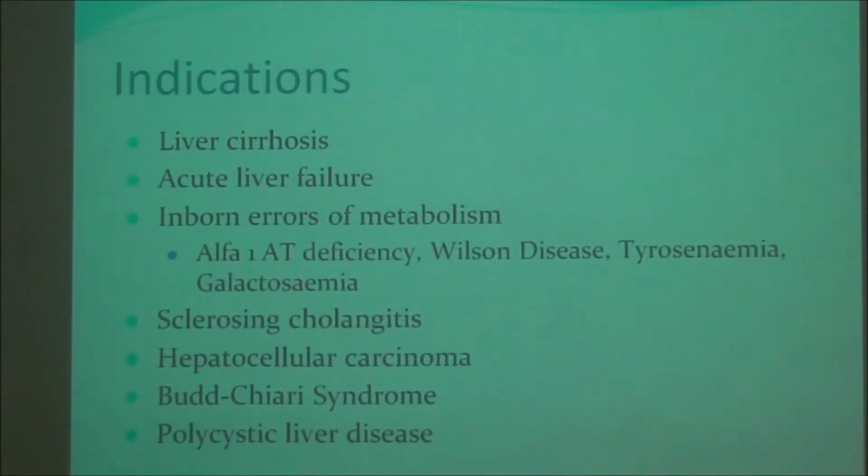list. Then there are inborn errors of metabolism, like alpha-1 antitrypsin deficiency, Wilson disease, tyrosinemia, and galactosemia. Patients have liver transplant for these disorders also. Primary sclerosing cholangitis, hepatocellular carcinoma, as we discussed earlier, Budd-Chiari syndrome, polycystic liver disease, and of course now cholangiocarcinomas also.